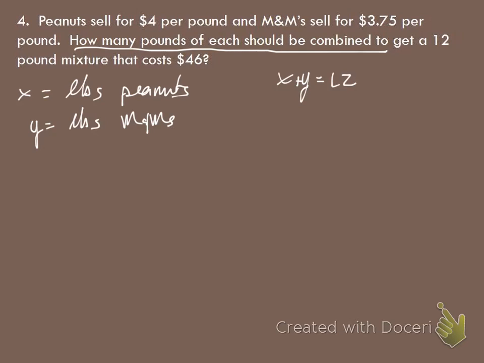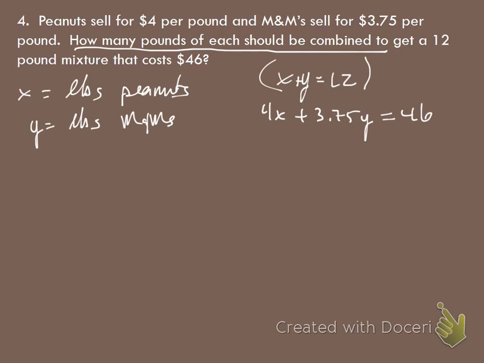And so the next part is how much each amount costs per pound. Right? The peanuts are $4 per pound. So I've got to take 4 times the number of pounds to find out the total cost of that. M&Ms are $3.75 per pound. So I've got to take $3.75 times Y to find out the total cost there. But the 12-pound mixture already has a total cost of 46. 46 is not a price per pound, so we don't have to multiply that by anything. Okay, so those are your two equations.